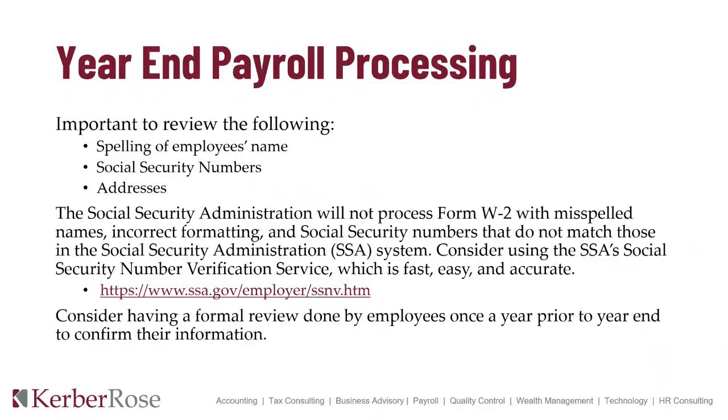For those of you that might be filing a lot of W-2s, it's probably a safe bet to do that because you might establish those errors and then fixing them becomes a little bit more difficult. Also consider having a formal review done by employees once a year prior to year end to confirm their information. So if you can send something through HR or just a general reminder with their pay stubs or however you might be able to communicate to them, this is what we have for your address. Is it accurate?